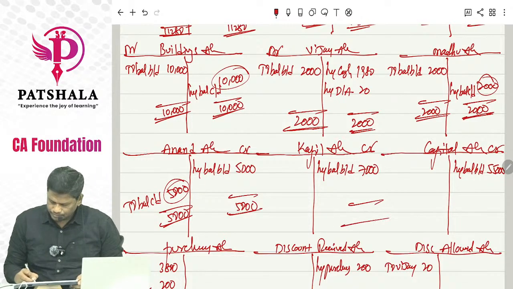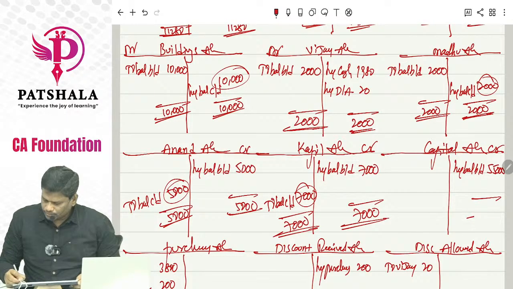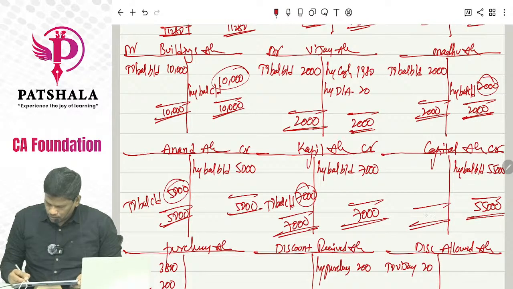Kapil 7,000, 7,000, 7,000. To balance carry down. Capital 55,000, 55,000, 55,000. To balance carry down.